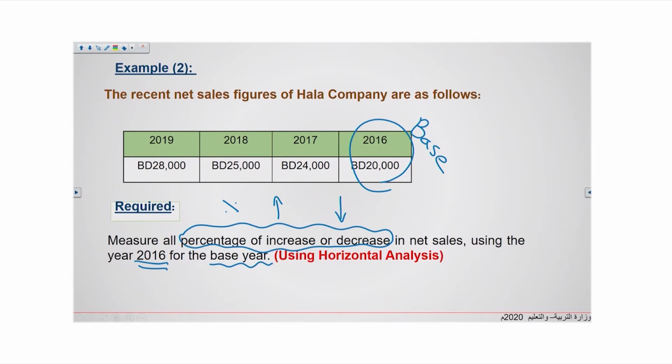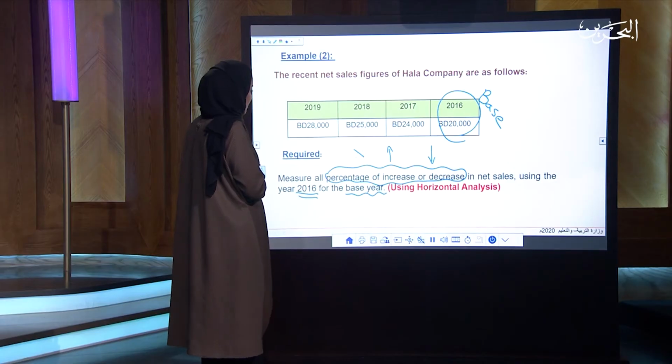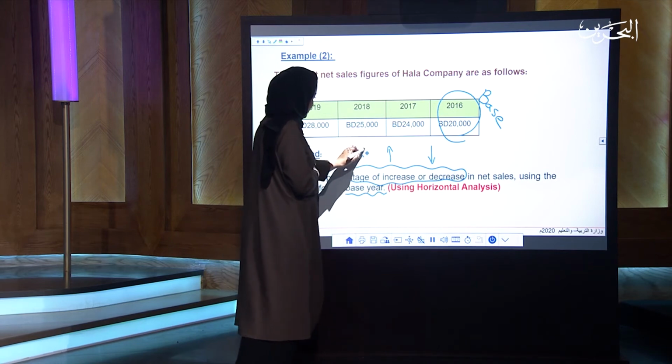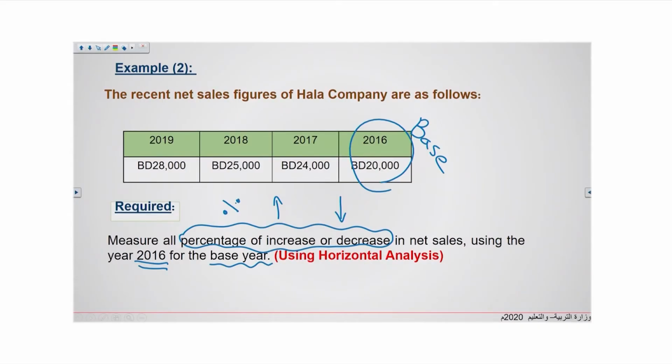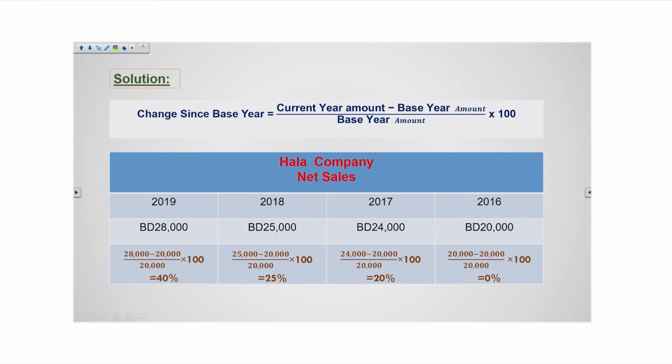Okay, we will use the second formula because the required is the percentage of increase or decrease. Okay, let's see the solution. The formula says the change since base year: current year amount minus base year amount over base year amount. Okay, so we will use base and base. Multiply by 100. Let's see the table.